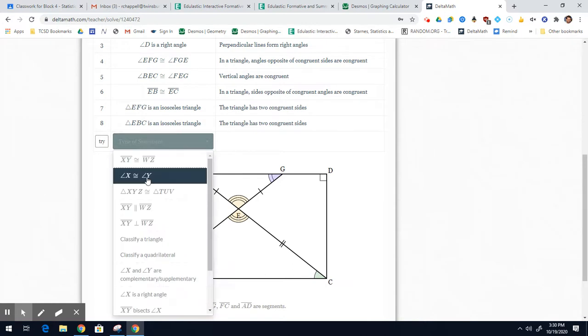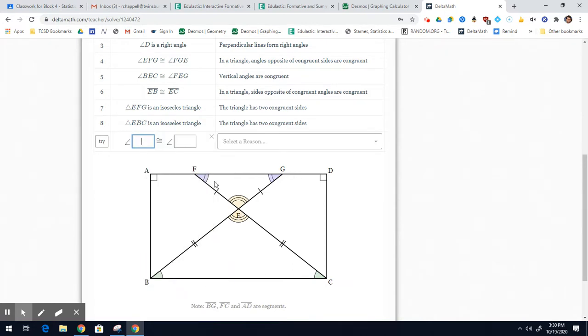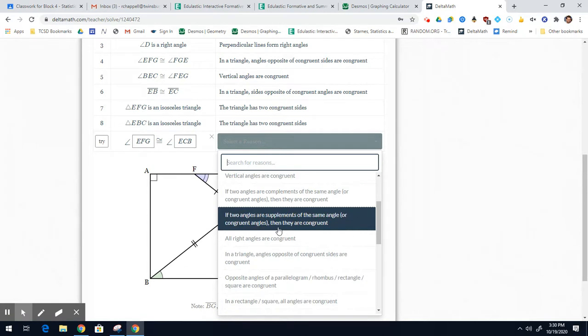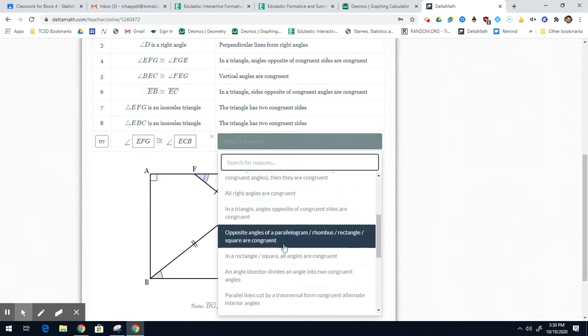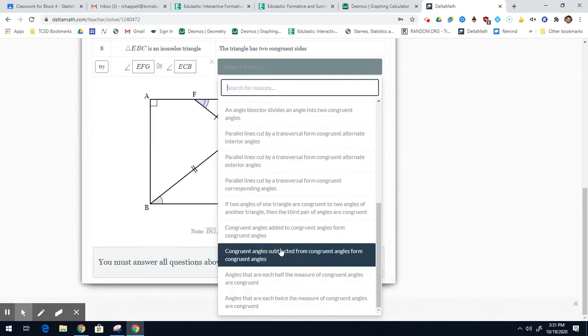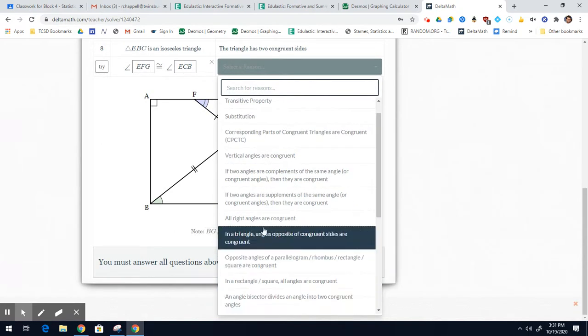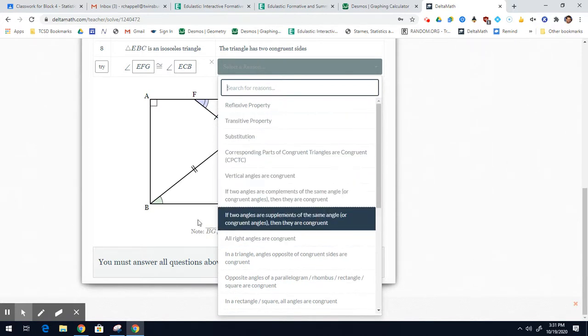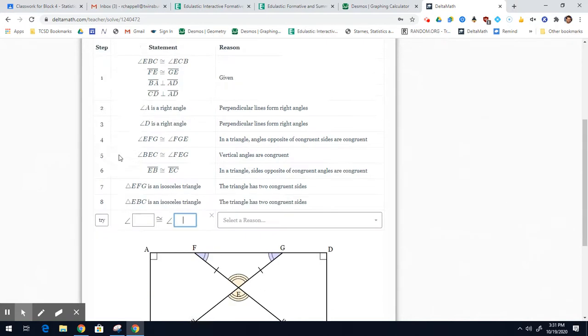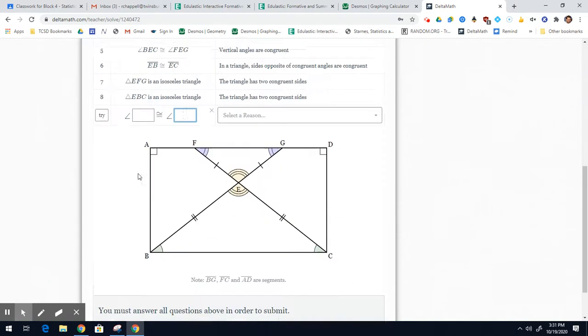So now let's see if we can prove that these angles are congruent. Let's see if we can prove that angle, again, EFG is congruent to angle ECB. Let's see if anything opened up about isosceles triangles. Nope, that's still all I got. That's a bummer because I think we're going to have to say that they're similar, probably.